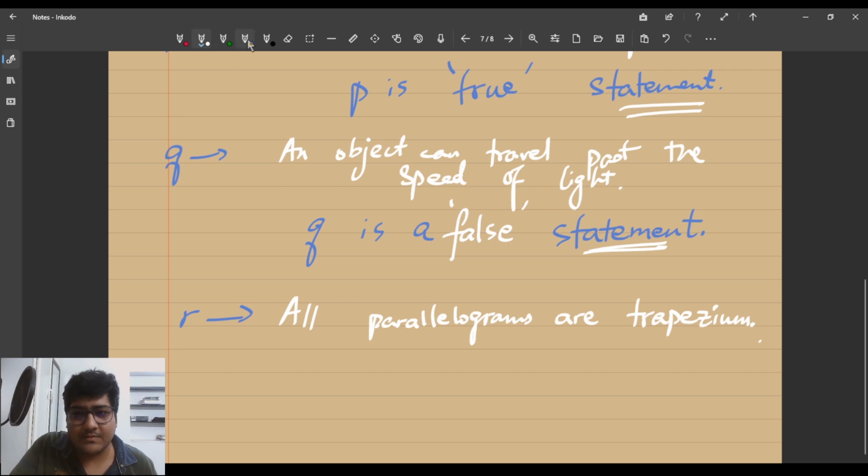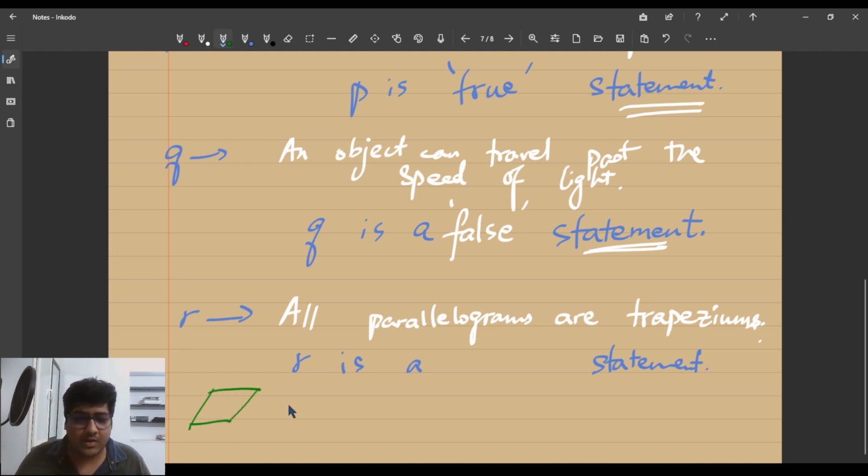So this is a statement, and the answer would be either true or false. This is not Q, this is R. So R is a statement. Is it true or is it false? Whether there is a parallelogram which is not a trapezium. So if I say that all parallelograms are trapeziums, whatever you could think of are trapeziums, then to say that this statement is false, I have to find some parallelogram that is not a trapezium.